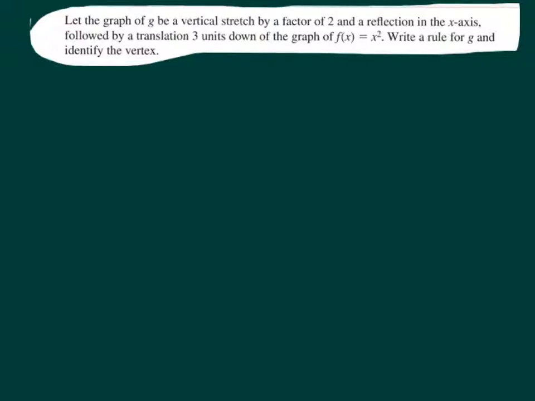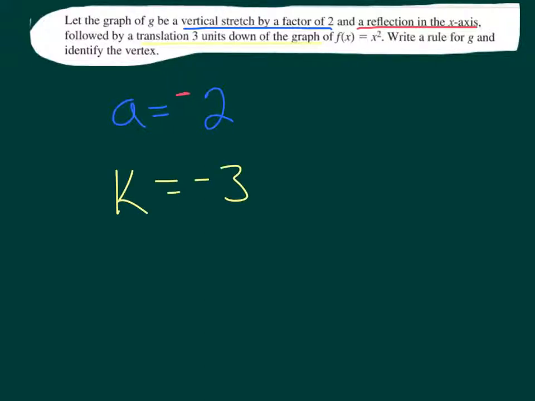It says, let g be a vertical stretch of a factor of 2. Well, we know that's going to be your a value. It's intuitive, so we know it is 2. Now let's figure out the reflection. That's another thing we know: our a value would be negative. So we just make that a value negative. And then followed by a translation 3 units down. Well, what's that going to affect? That's going to affect our k value. So our k value is going to go down 3.